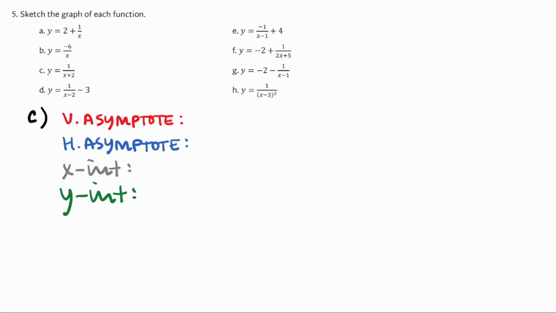All right, for y equals 1 over x plus 2, we're going to have a vertical asymptote at x equals negative 2, the value that causes division by 0. 0 in the denominator down there, that would be x equals negative 2. The horizontal asymptote is going to be y equals 0. X-intercept, there will be none, because 1 over x plus 2 can never equal 0. Intercept will be, oh no, what's going on here?